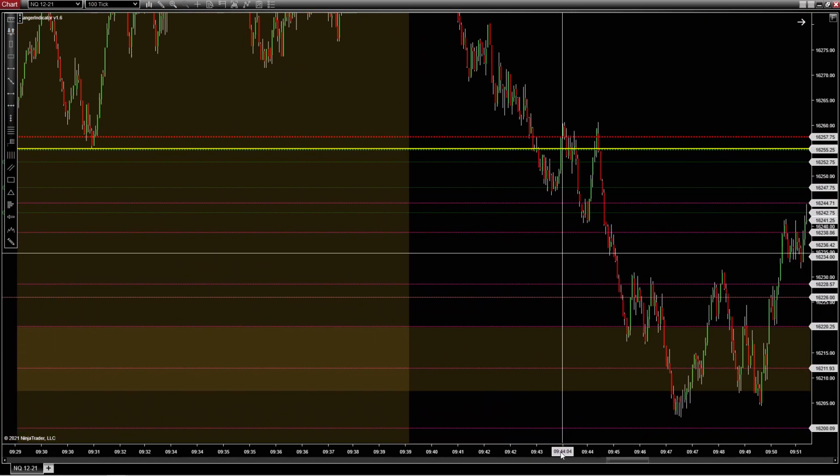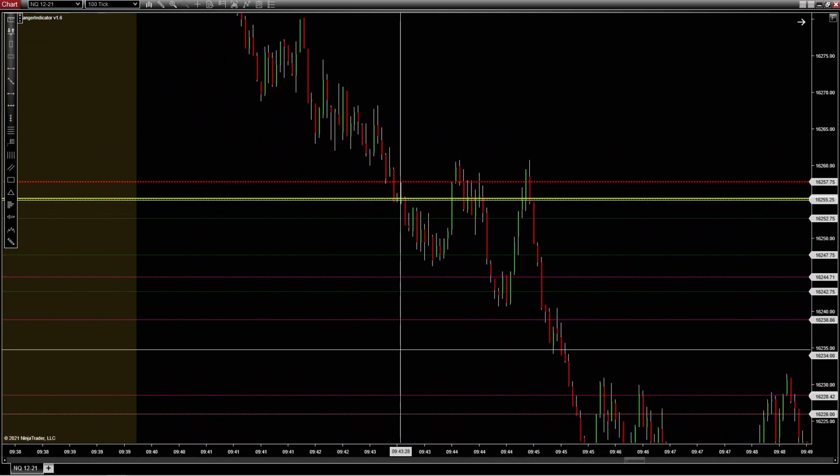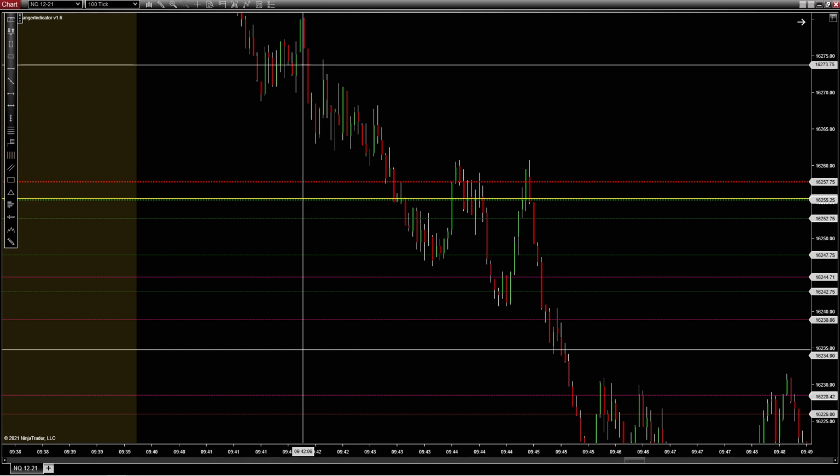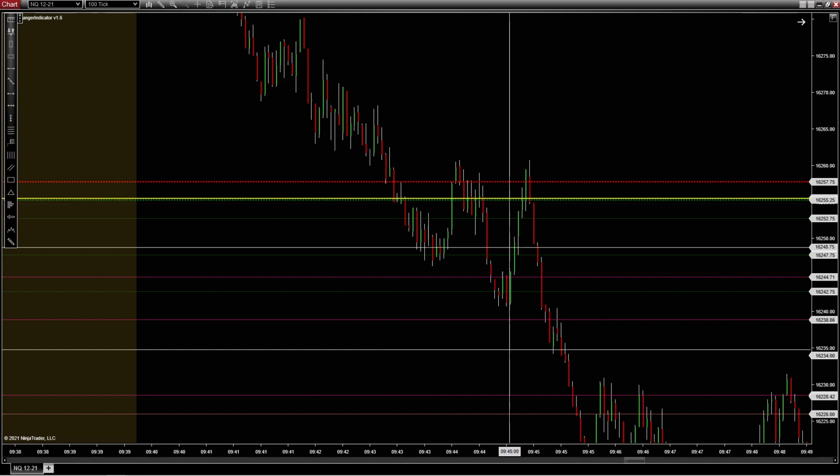So what you're looking for is to enter a trade either below the yellow line or above the yellow line. Since the price is coming down, we've already got our sell order here. You enter your order.